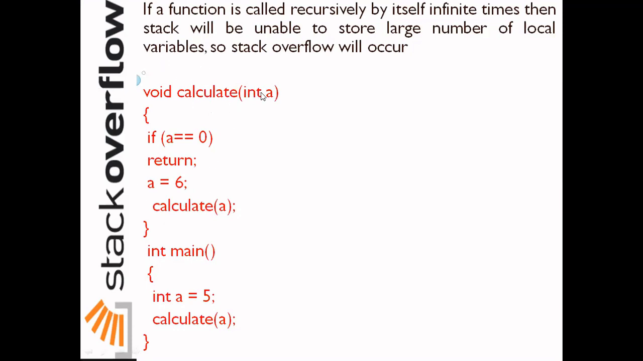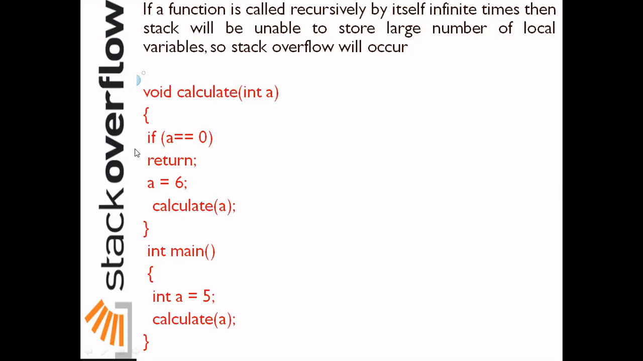Here the value of a is 5. Now it will check whether a is equal to 0. It is not equal to 0, so it will set a equal to 6. And once again it will calculate a. Next it will go to the same function.